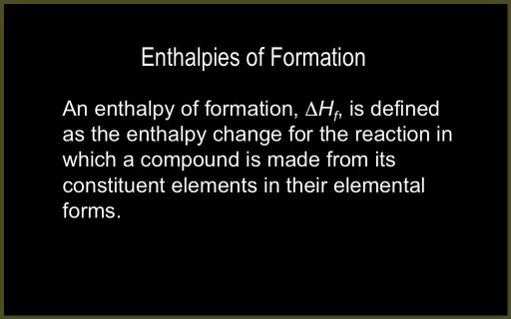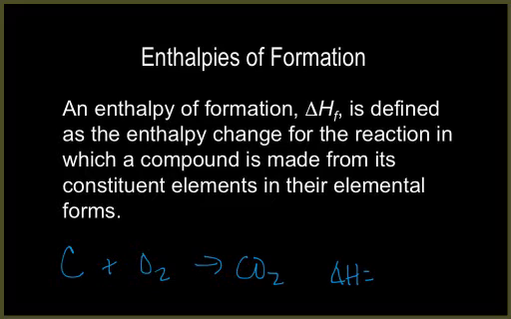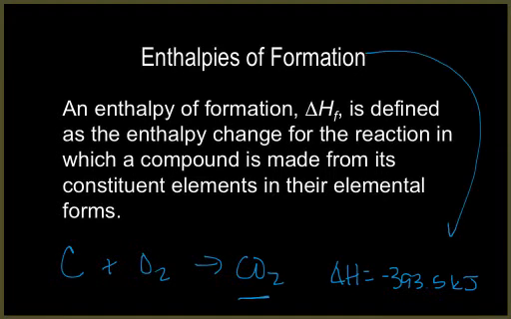An example of this, so you can see what it means, is if we took carbon plus oxygen to make CO2, that requires an enthalpy change of negative 393.5 kilojoules. So that's how much energy is released when CO2 is formed from its elements. This value is called an enthalpy of formation because it's how much energy is required for this compound to form from its elements. It could also be called an enthalpy of reaction because this is a chemical reaction.